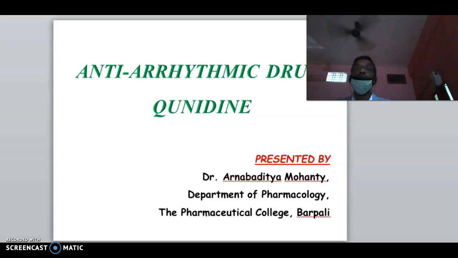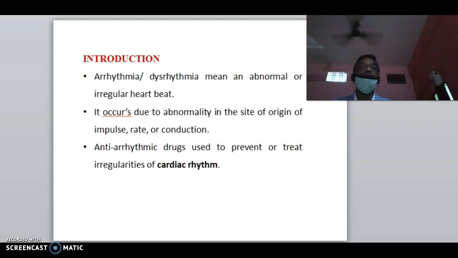Today, my topic is anti-arrhythmic drugs, Quinidine. Before starting the anti-arrhythmic drug Quinidine, first I am discussing what we mean by arrhythmia. Arrhythmia, or we can say dysrhythmia, means an abnormal or irregular heartbeat. It occurs due to abnormality in the site of origin of impulse, rate, or conduction. Anti-arrhythmic drugs are used to prevent or treat irregularities of cardiac rhythm.